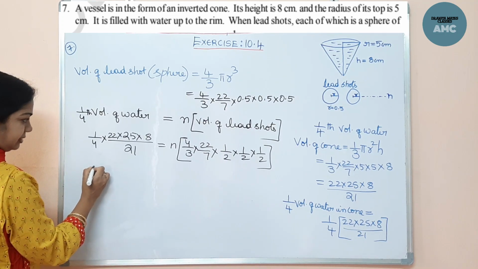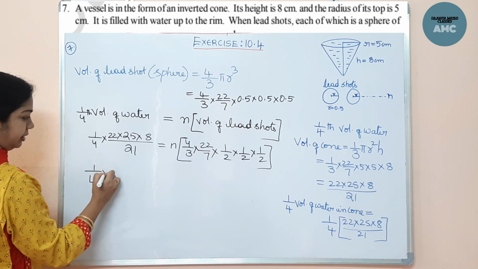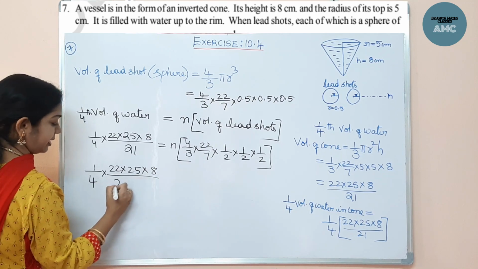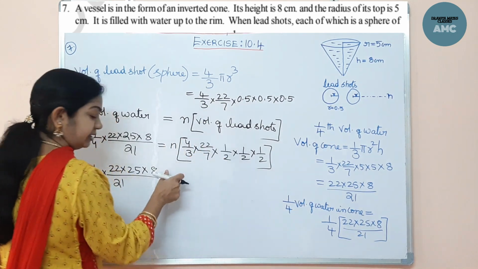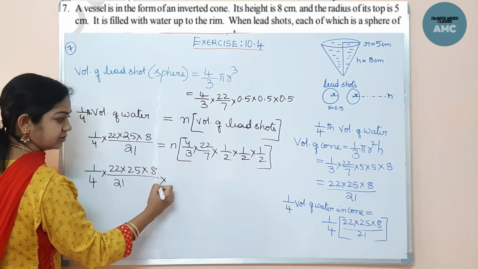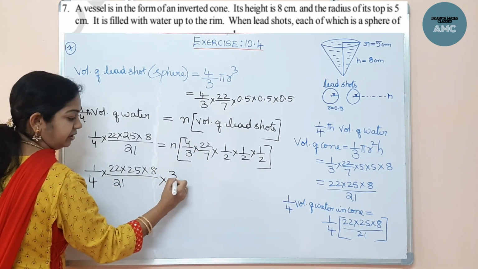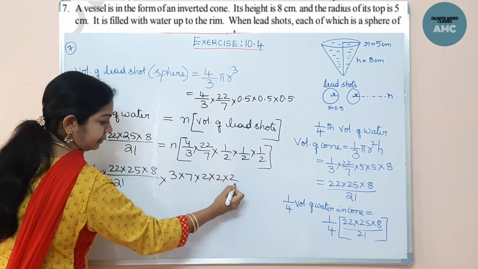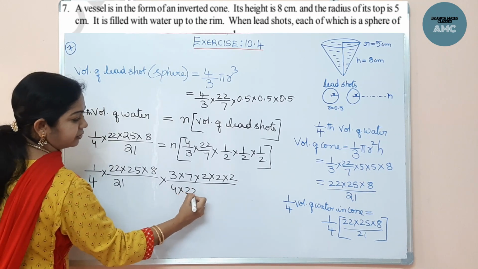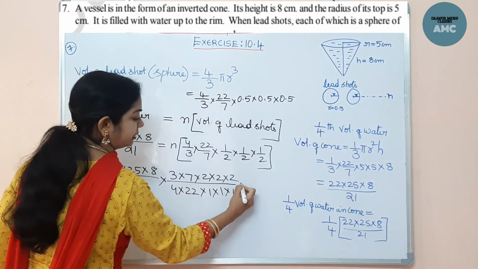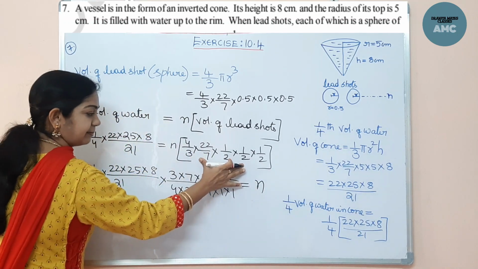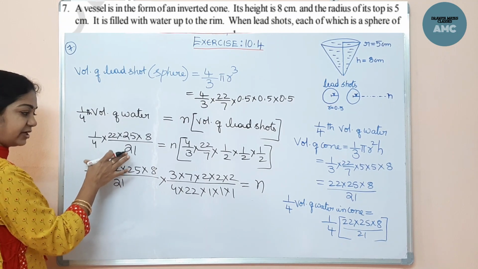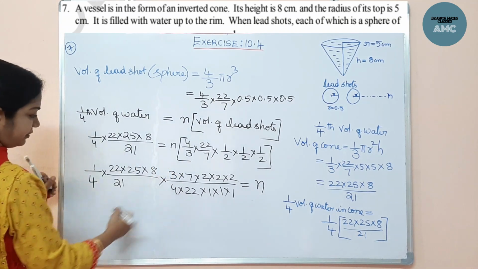Okay, let us cancel here 1 by 4 into 22 into 25 into 8 by 21, as it is I'll keep, and this part if it comes here it becomes the reciprocal. So I'll invert it and write, so 3 here, 7 here, 2, 2, 2. Okay, the down part and the upper part. 4 into 22. So this is n. So this complete part, if I bring it to the other side, it becomes divide. That divide is nothing but the fraction, so it becomes the reciprocal. So now we will cancel all the terms.